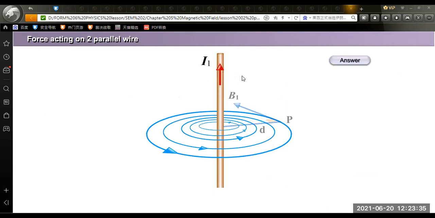Then consider when a current flows through a conductor, where we use the formula F equals B I L sin theta. So we notice that B, the magnetic field produced, will be equal to mu naught I divided by 2 pi d. So now what happened? Just this one, just a single conductor only.